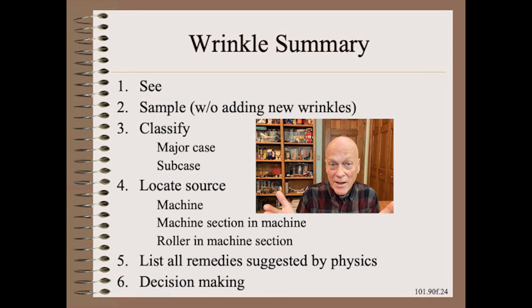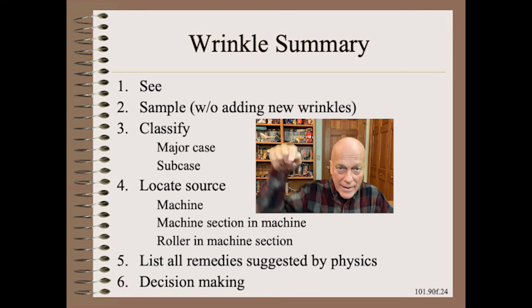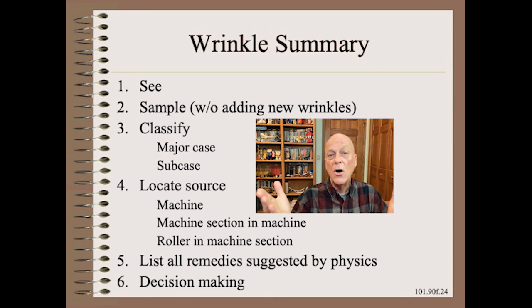Wrinkles can often be super simple to diagnose once you've trained your eyes to see in new ways. The orientation of the wrinkle will give you the major case. The subcase is the root cause. Locate the initiation point in the machine. List all remedies suggested by the physics of that subcase. After that, you are ready to decide which remedy option to pursue and will do so with a good likelihood of success.